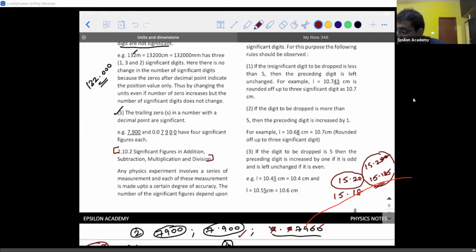But I have another reading in my hand from somebody else, which is 15.185. He's saying I'm more precise. Now my question is, I want to take the average of these two. I'm in a confusion, right? So if this kind of scenario comes, how are we going to handle these significant figures in the case of addition, subtraction, multiplication, or division? That's what we are going to see.